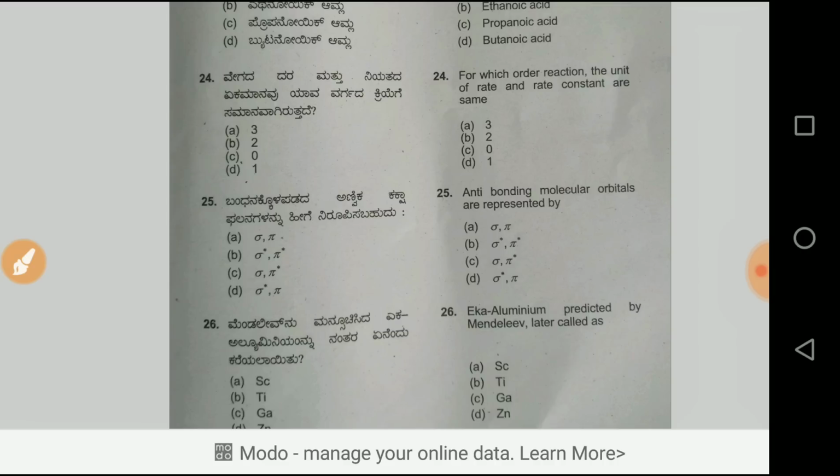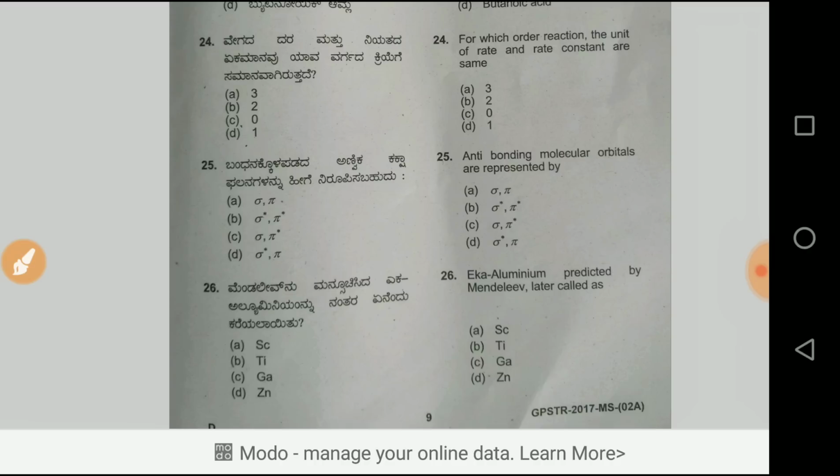Then next question, anti-bonding molecular orbitals are represented by, bonding orbitals and anti-bonding orbitals. Dear friends, an anti-bonding orbital is a type of molecular orbital that weakens the chemical bond between two atoms. Here the options are sigma and pi. Now, sigma and pi are the bonding orbitals, whereas sigma star and pi star are anti-bonding orbitals. Therefore, the right answer is B, sigma star and pi star.